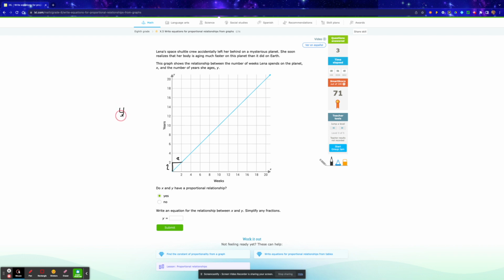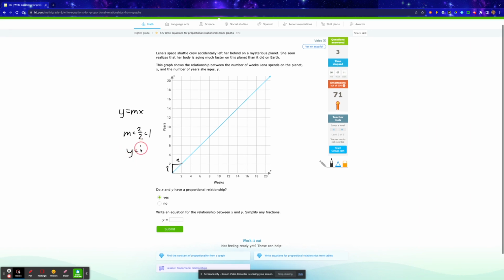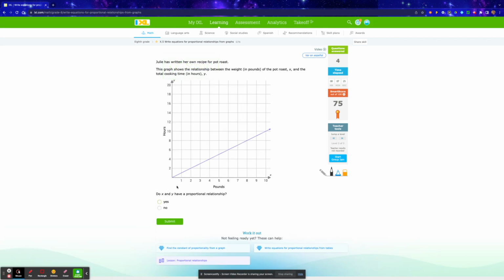Remember, y equals the slope times x. That's your equation. So we just need the slope. The slope is 2 over 2, which is equal to 1 whole. So the equation is just y equals 1x. So they already put the y equals down here. I'm just going to type 1x in the box. Hit submit. Nailed it. Okay, and that's how you proceed.